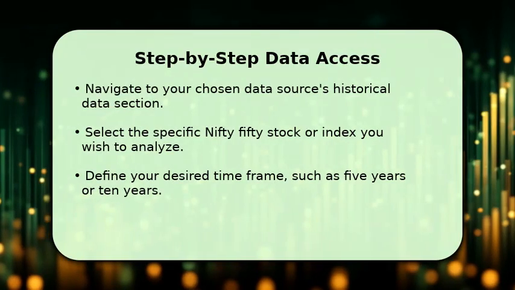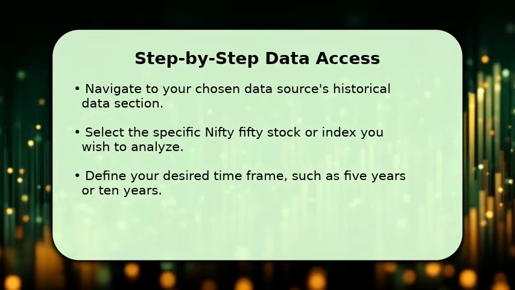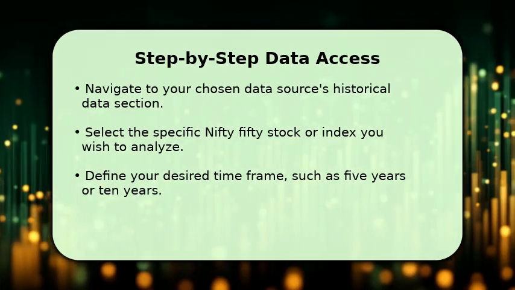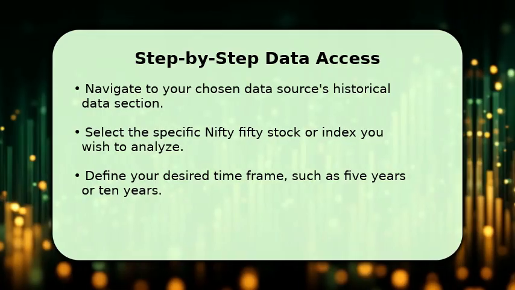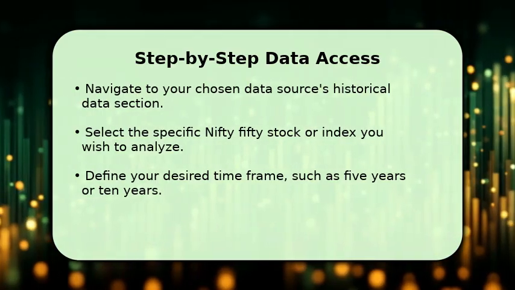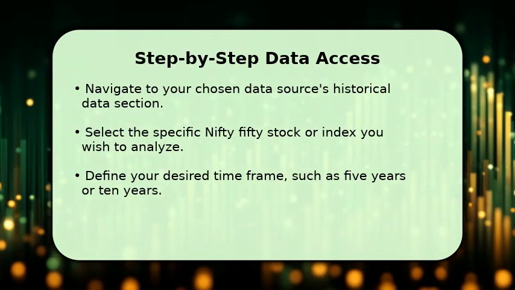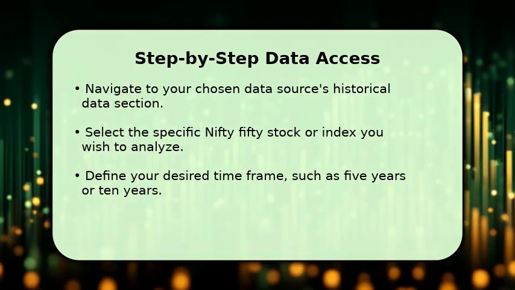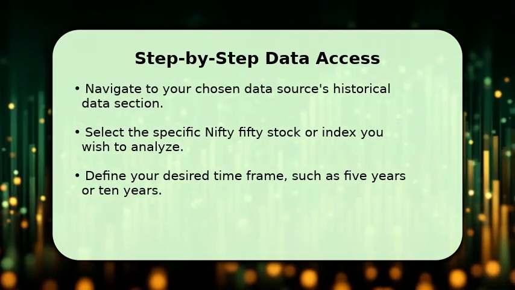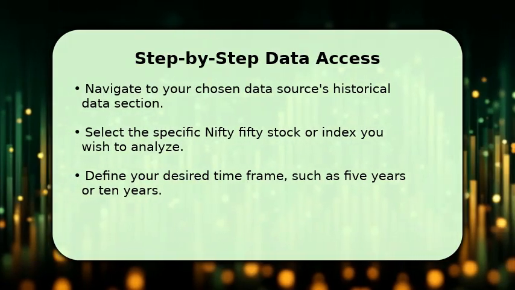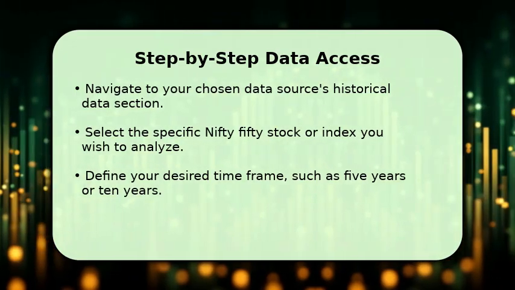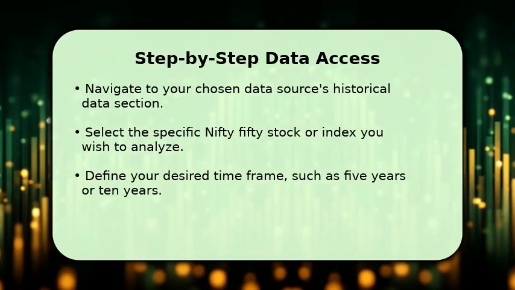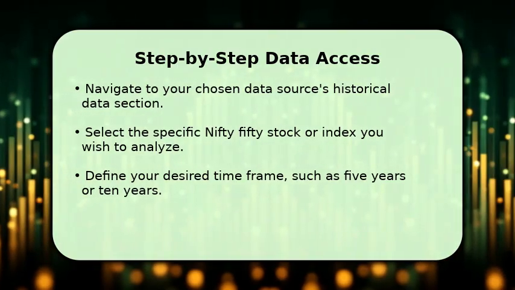Once you've selected your source, the process is straightforward. First, locate the historical data section, usually found under products or market data. Next, search for the Nifty 50 index or the individual constituent stocks you are interested in. Then, specify the date range you need. You might want data spanning several years, perhaps 5 or even 10 years. Finally, select your preferred download format, with CSV or Excel being common choices, and initiate the download.